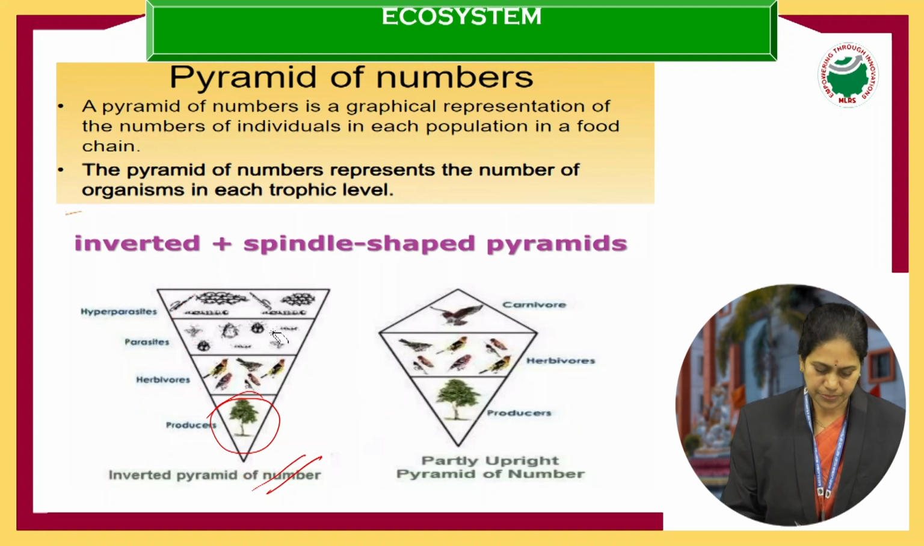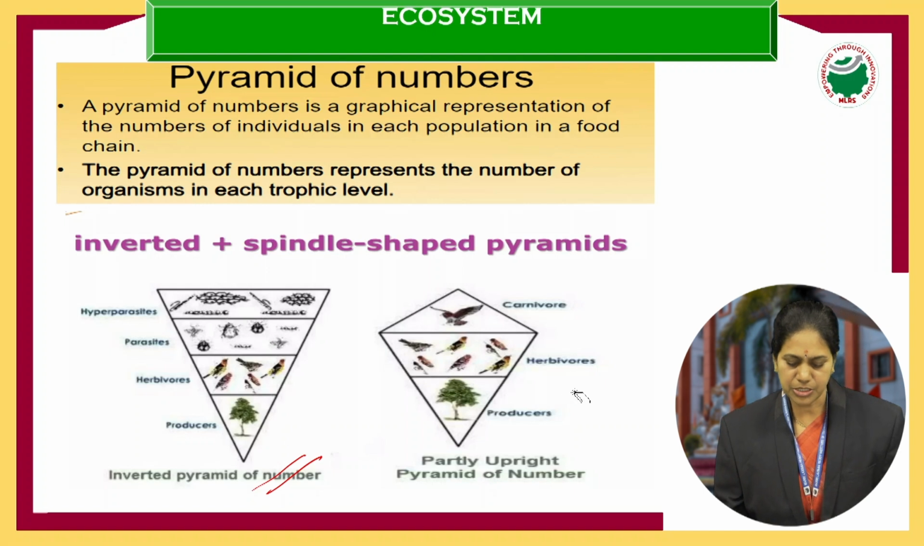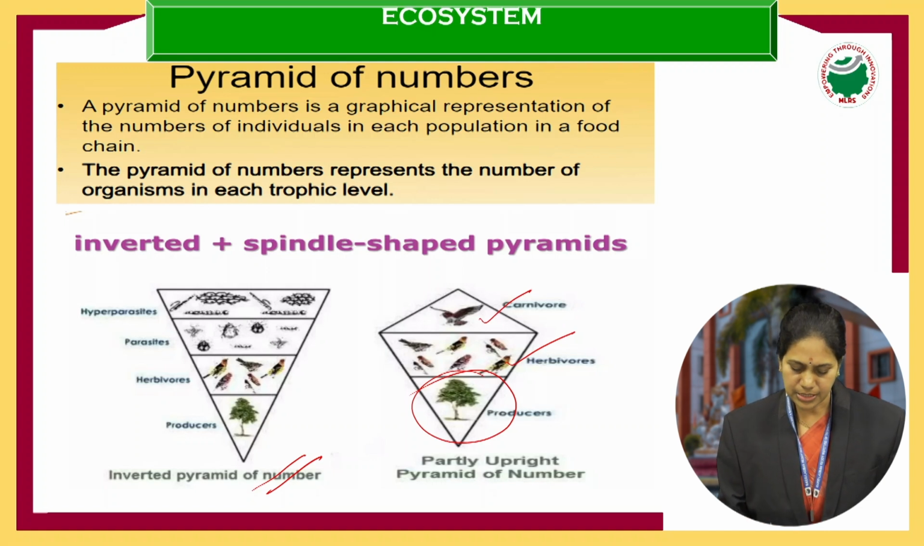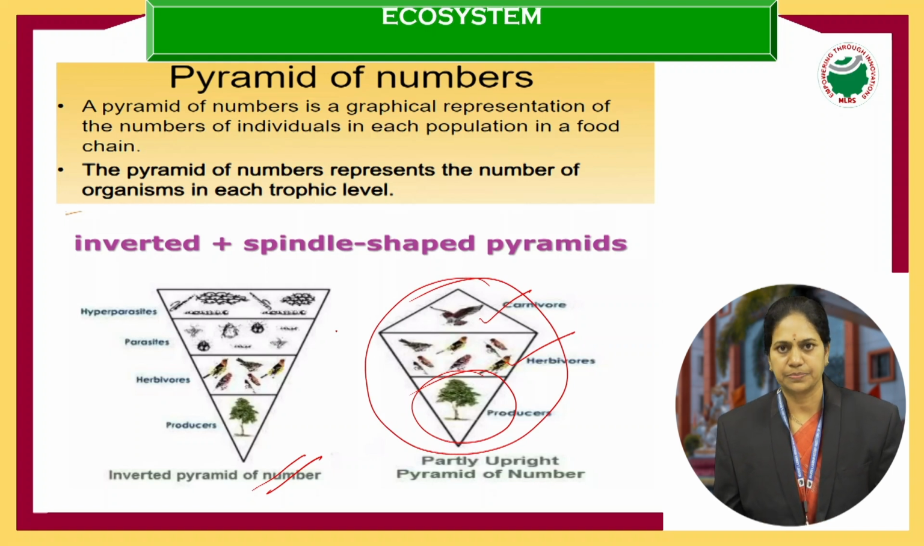So this is one. Next one is the spindle-shaped pyramid. In the spindle-shaped pyramid, also the producer is only one. The herbivorous birds are many. And then when you come to carnivorous birds, again they are less. So he has given a shape like this, which is said to be a spindle-shaped pyramid. The producer is only single and the consumers are more. So that is why a shape is given like this.